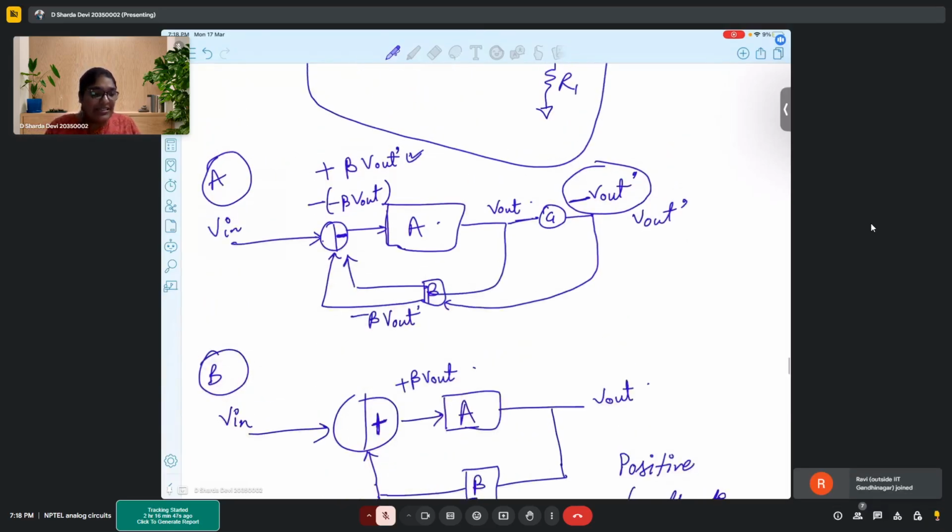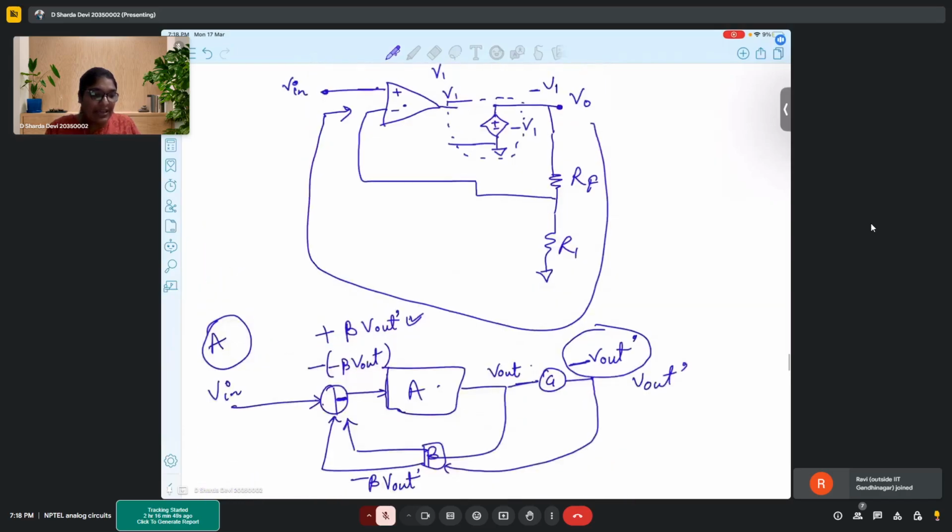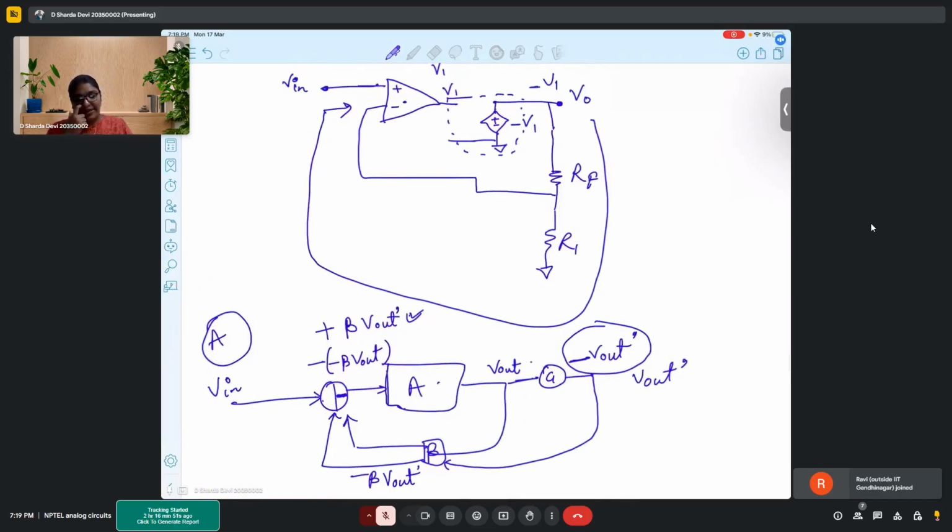So it's not straightforward just by looking at the circuit. It appears to be a negative feedback, but because of this negative sign, the effective feedback actually comes out to be positive. But maybe if you still have doubt, you can raise a query in the forum, and let's see what the course TAs have to say about it.